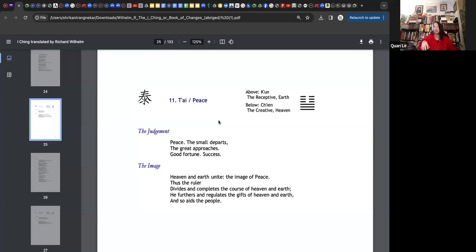After that, you have chapter 8. It's about Shuo Hua, okay? It's about the trigram. And chapter 9 is Xu Gua. It's about the explanation on the sequence of the trigrams. And finally, Za Gua is about miscellaneous explanations on the trigrams and the hexagram.